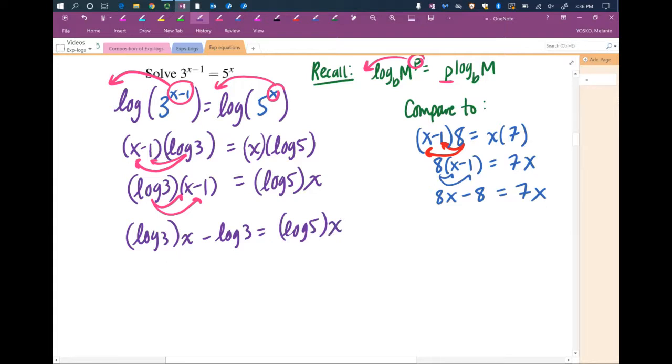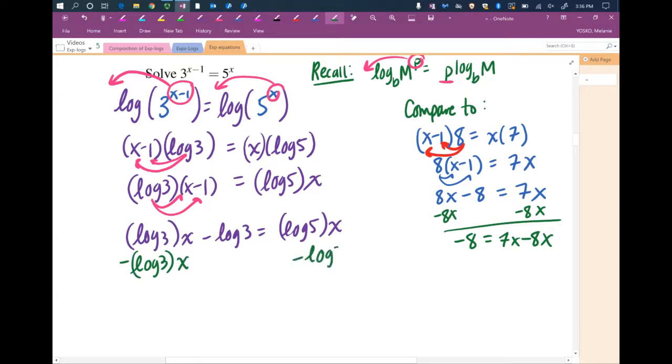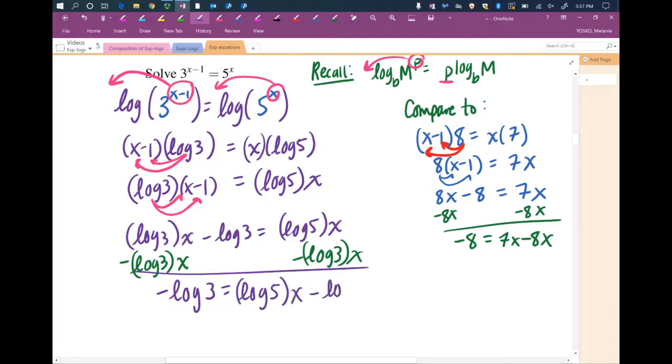Now let's go back to the problem we know how to do. Over here we would get the x's on one side. So I'm just going to go ahead and move this. So minus 8x, minus 8x. And then we get negative 8 equals, well, we'd have 7x minus 8x. Do not simplify it just for now. Okay, so I'm going to do the same thing here. I'm going to do minus this number. This is some number, log 3 times x, minus log 3 times x. We end up with negative log 3 equals log 5 times x minus log 3 times x.